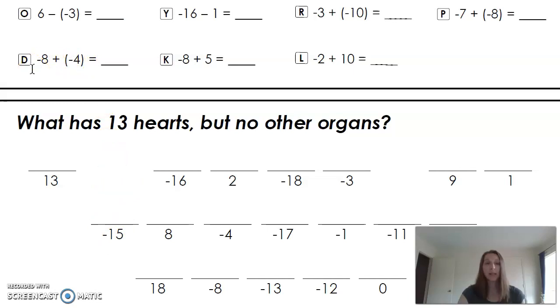D, negative 8 plus negative 4. 8 plus 4 is 12, and then you just put the negative sign in front of that. You find your answer down here, and you would write a D on the line.